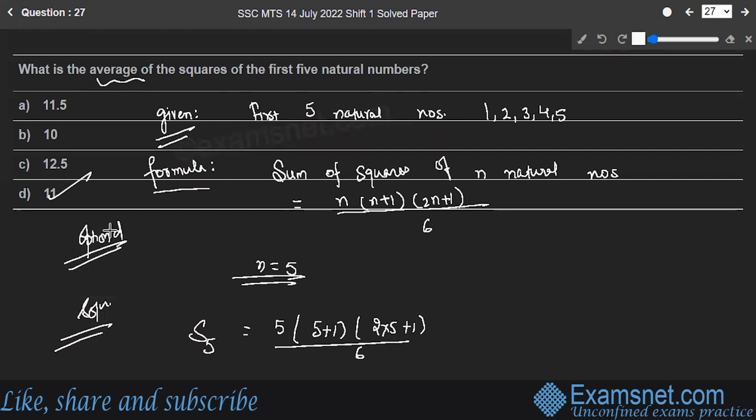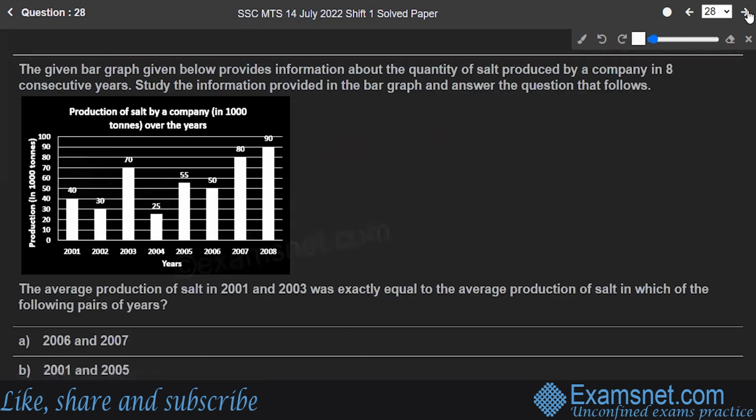Hope you are clear. Let's move to the next question, number 28. This is a bar graph, and it provides you information about the quantity of salt produced by a company in 8 consecutive years. Study the information provided in the bar graph and answer the question that follows. So, this is the years, this is the production in 1000 tons.